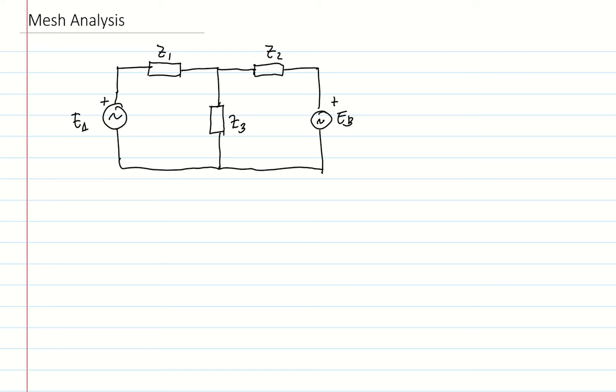If you remember, we first assign our loops or meshes. Here we have two meshes. Let's call this one the first mesh or loop, and this one another loop. I will call this one IA, and this is IB. This is loop A, and this is loop B. Now we want to determine the branch currents. Let's call the current passing through Z1 I1, the current passing through Z3 I3, and the current passing through Z2 I2.